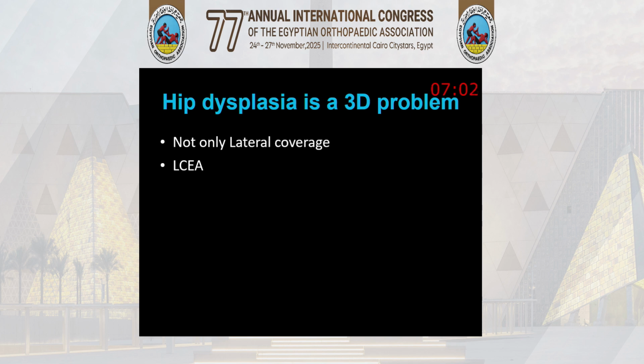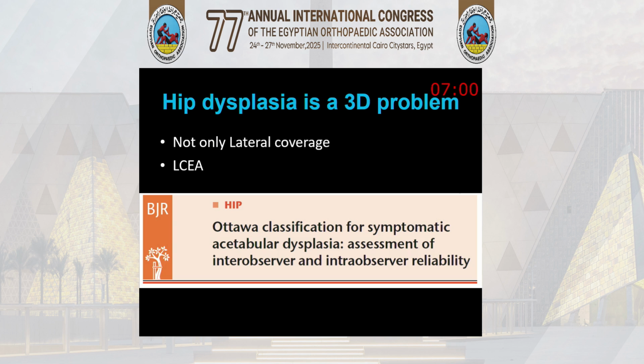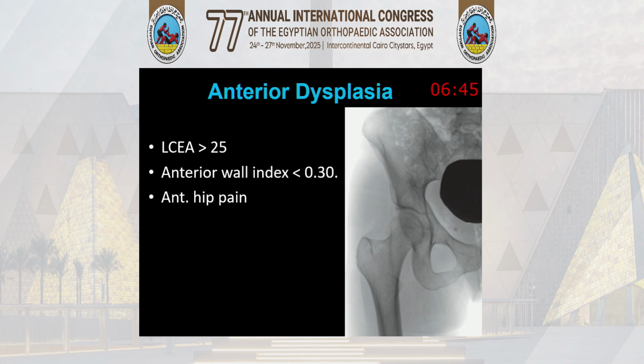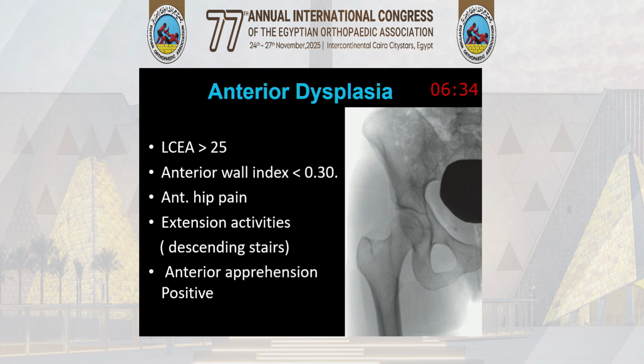There are many classifications for dysplasia. One of the important ones is the Ottawa classification, which depends only on the AP pelvis. So it can be anterior dysplasia. Here, the deficiency is anterior, so the lateral center edge angle is normal. The anterior wall index is less than 0.3, so deficient anterior wall. Usually, the patients have anterior hip pain caused by extension activities like descending stairs or wearing high heels. And usually, the anterior apprehension test is positive.